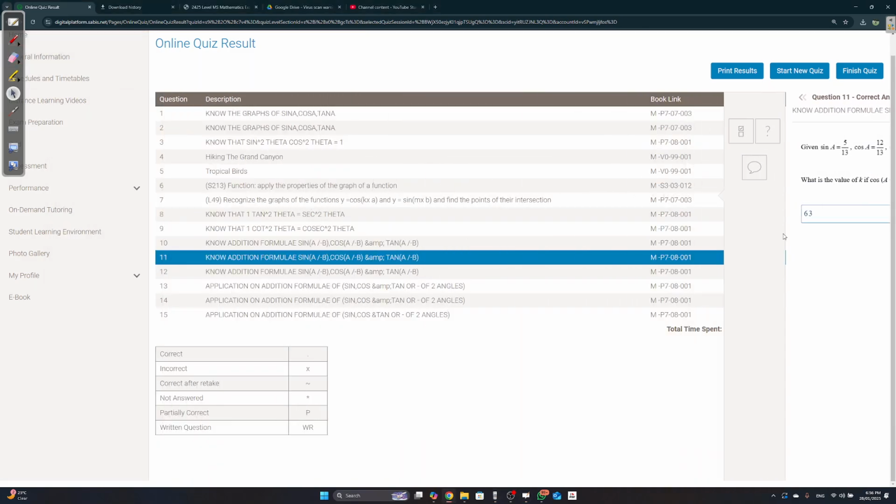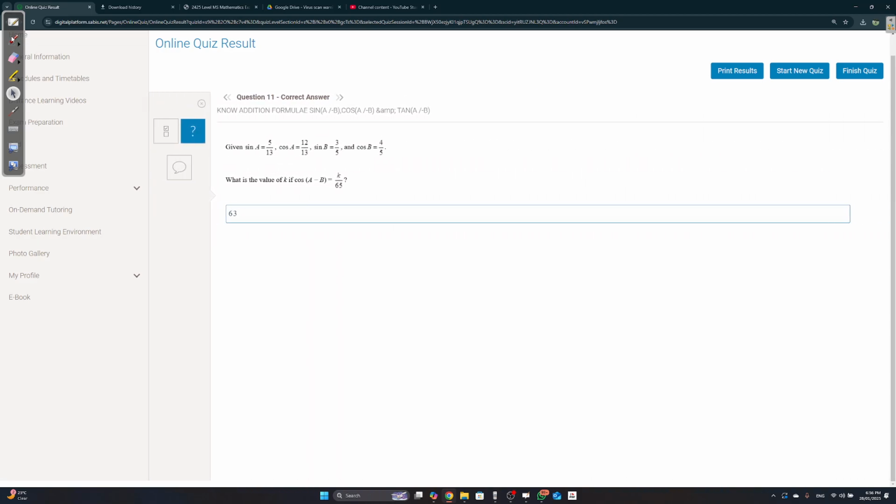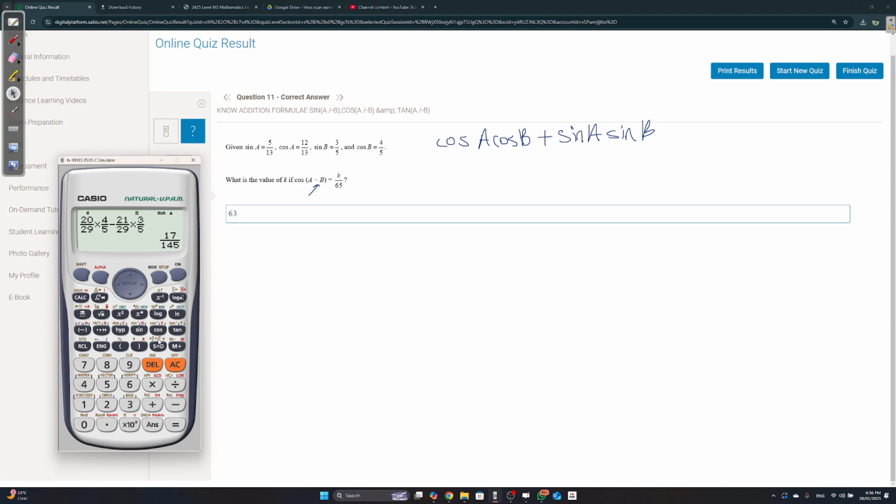We have 15 questions. Yes, 15 questions. Question 11. Again, here they gave you all the values. What's the value of K if cosine A minus B equals K over 65? Cosine A minus B is the opposite for cosine. So when you have minus, it's going to be plus sine A sine B. Very easy. Okay, so cosine A will just be 12 over 13.